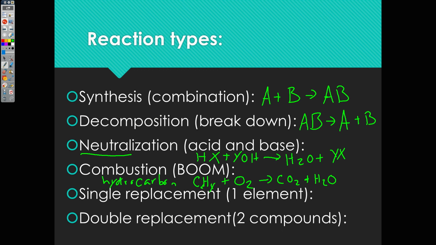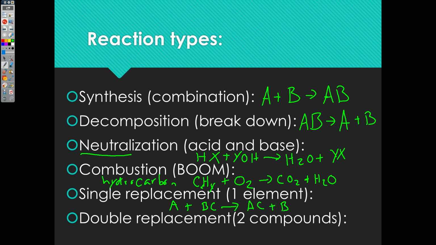All right, single replacement is where one thing is going to do the swapping. So I'm going to use my letters again. I have A, so we have one element, plus BC. This is going to yield a new compound and a new element. So what's going to happen is A is going to kick out B. A is now going to be bonded with C, and B is going to be left all by itself. Poor little B, right?